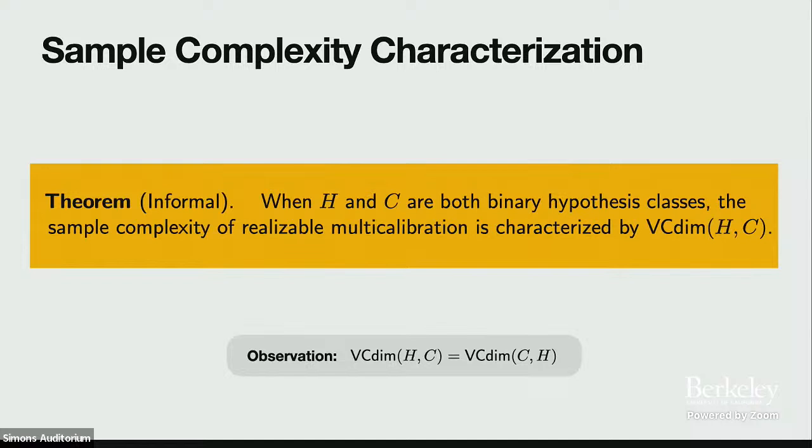So I can take H and C or C and H, and I'm getting the same value, which kind of means I could flip my subgroup class and my hypothesis class in terms of multi-calibration and get around the same sample complexity. This is a property that we identified in a few of these related learning tasks. You can see more in our papers. We called it sample complexity duality, and it's very interesting to see where this appears and where it doesn't.